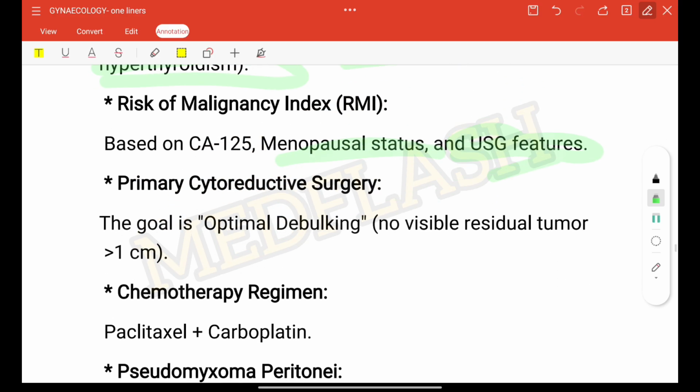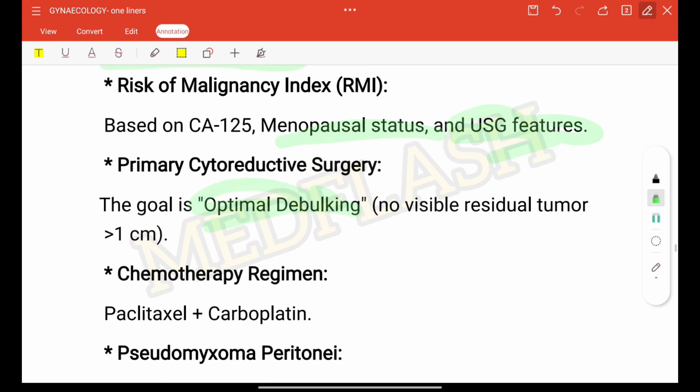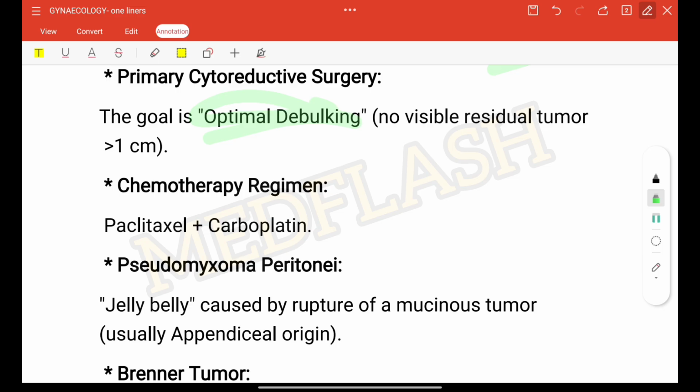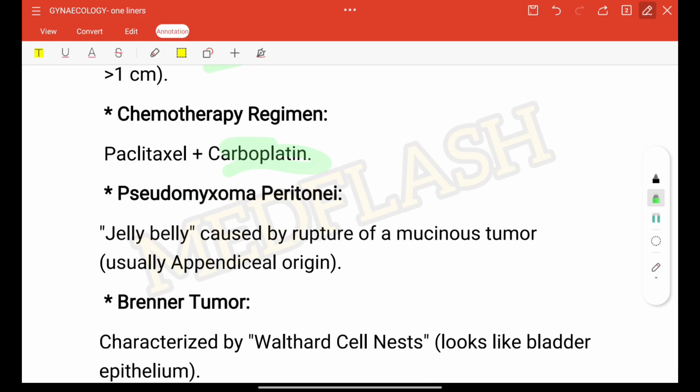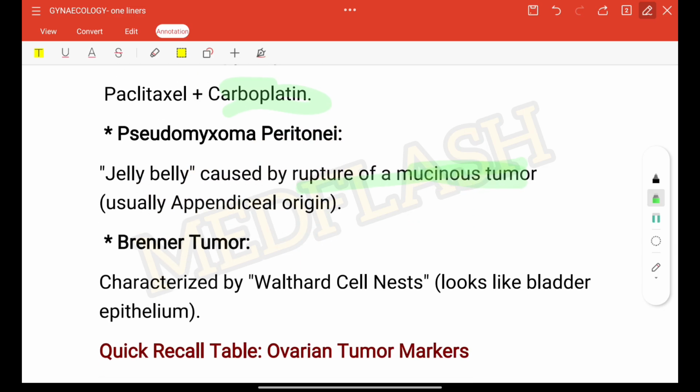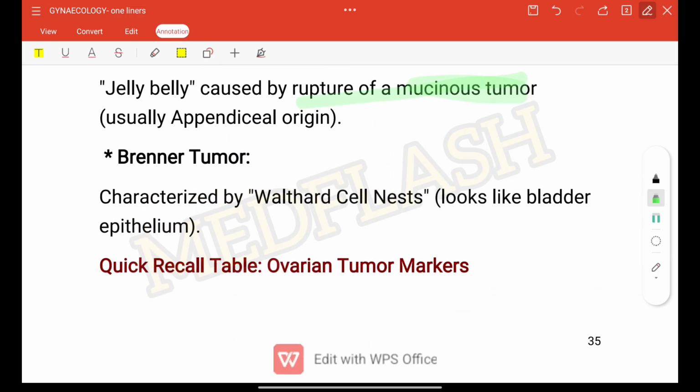Primary cytoreductive surgery, the goal is optimal debulking. Chemotherapy regimen is paclitaxel plus carboplatin. Pseudomyxoma peritonei, jelly belly, caused by rupture of a mucinous tumor. Brenner tumor is characterized by vaulted cell nests.